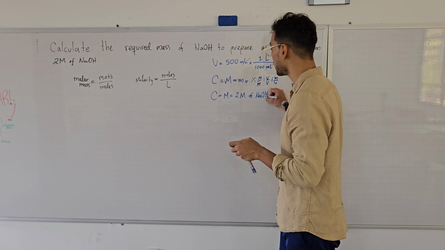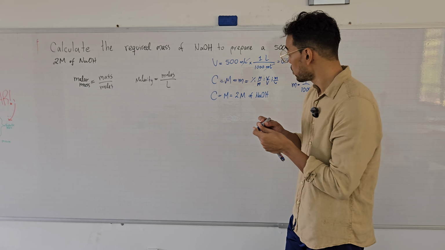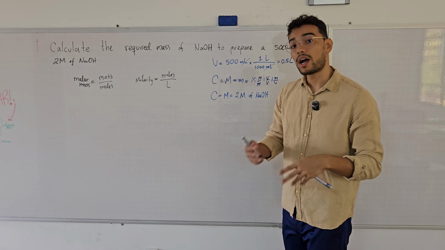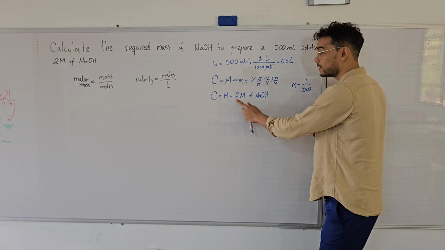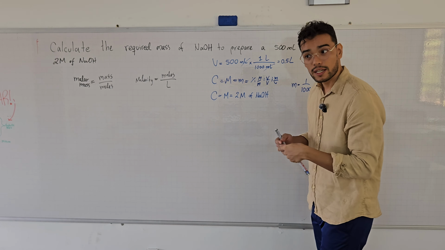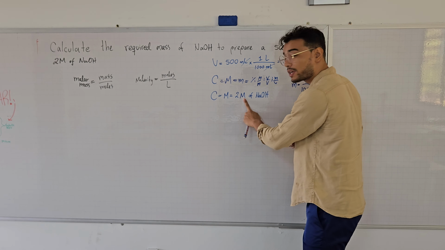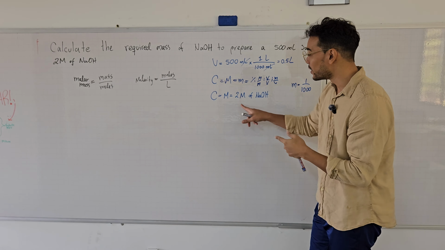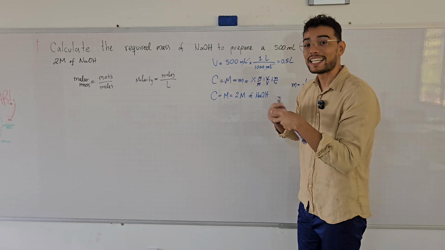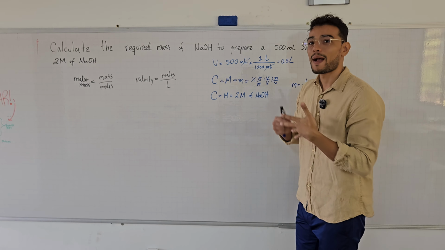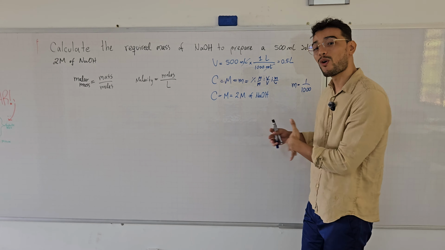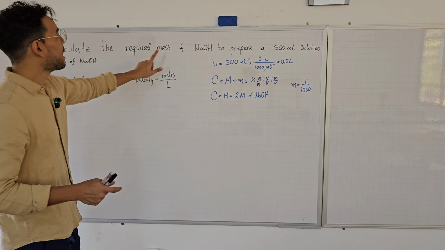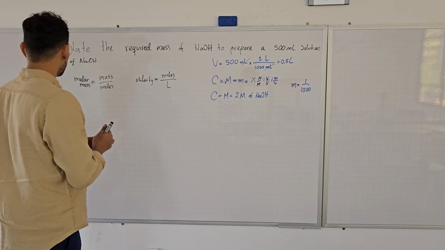Pay attention to this because it could be a bit complicated. When M is on the other side of the equation, it's a variable. But when M is followed by a number, it's a unit. Both of them are the same. Uppercase M is molarity, which is moles per liter, but also M followed by a number is a unit. In this case, it indicates molar. So we have 2 molar of sodium hydroxide. All right, so we need to find the amount of mass required for making this.